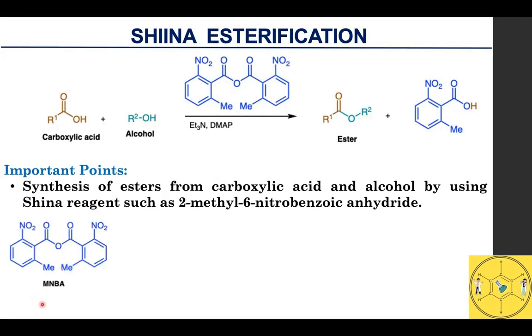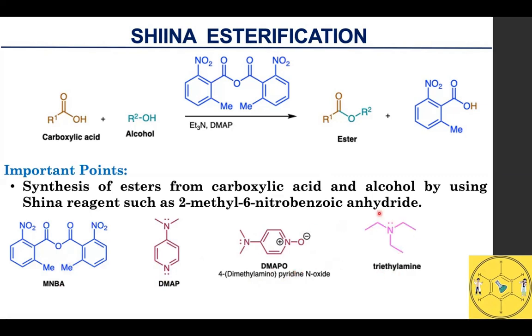The first one is MNBA, that's called 2-methyl-6-nitrobenzoic anhydride. This reagent is necessary in order to conduct this reaction. It is also called Shiina reagent. Next we need DMAP. Here DMAP acts as a nucleophilic base. Instead of DMAP, sometimes people use DMAPO also.